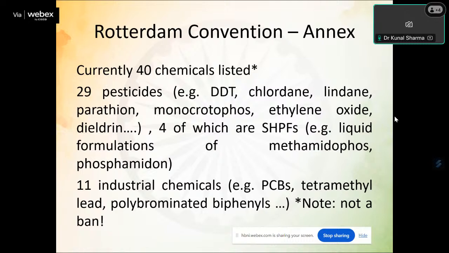Now, for the annex part in Rotterdam Convention, currently have 40 chemicals listed, 29 pesticides are there, and 11 industrial chemicals. So, we can easily bifurcate that pesticides and industrial chemicals are being used. Examples would be DDT, chlordane, lindane, parathion, monocrotophos, ethylene oxide, dieldrin, four of which are HSPF. Example, liquid formulations of methamidophos and phosphamidon. Industrial chemicals will be PCBs, tetramethyl lead, polybrominated biphenyls, and star. Wherever, when we see this document, which is quoted by star, it is not a ban.